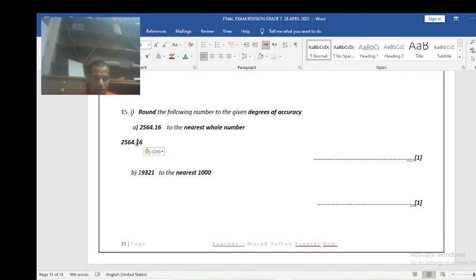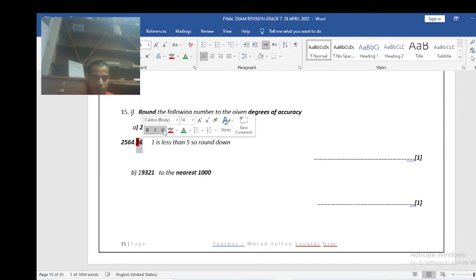The digit that is after the decimal point, 1, is less than 5. So we round down. Round down means no need to write the digit that is after the decimal point. We are going to cancel this one, 16, and you should write only 2564. Therefore the answer is 2564. This is the correct answer.